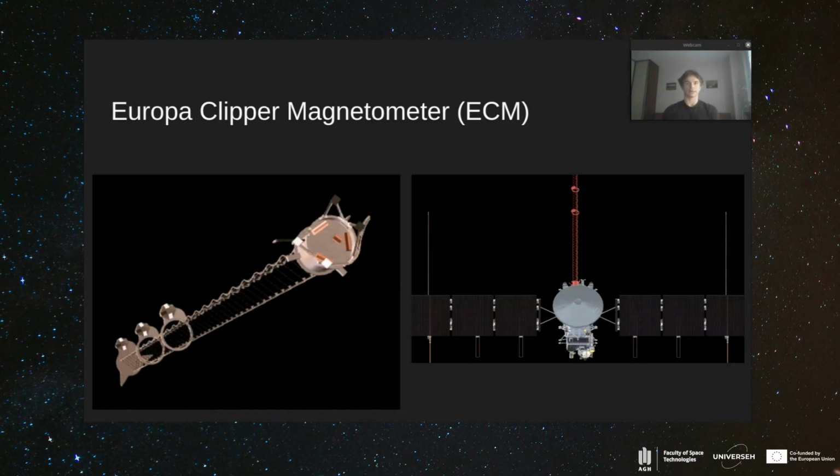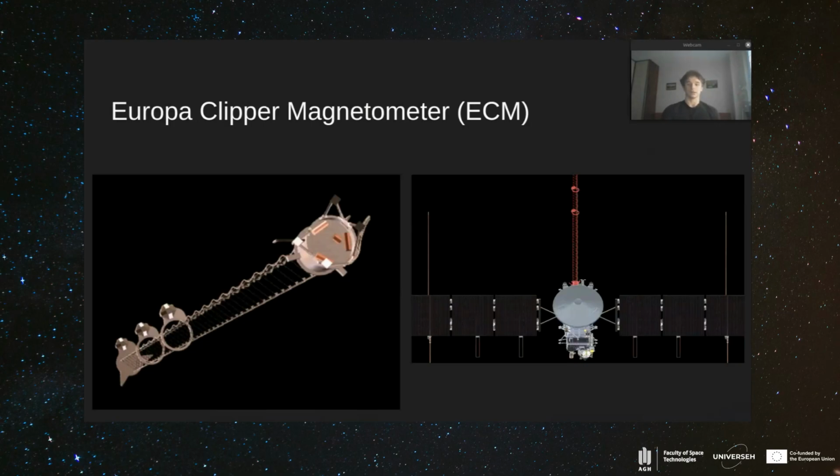ECM will be continuously measuring with its sensors the orientation and strength of the magnetic field. Jupiter has a very strong magnetic field, and also from Europa, we believe that the salty ocean in the subsurface will be helping to induce the magnetic field back. So we also will be measuring this.